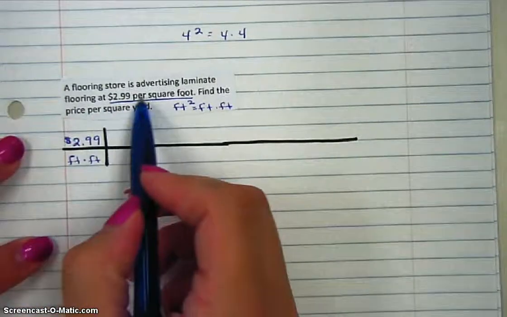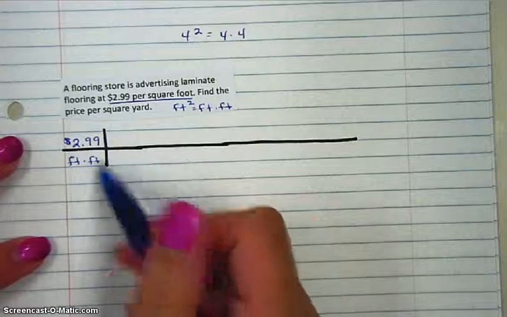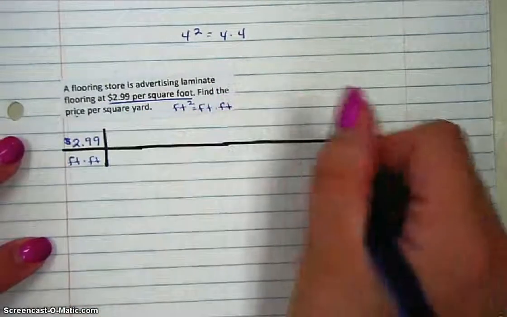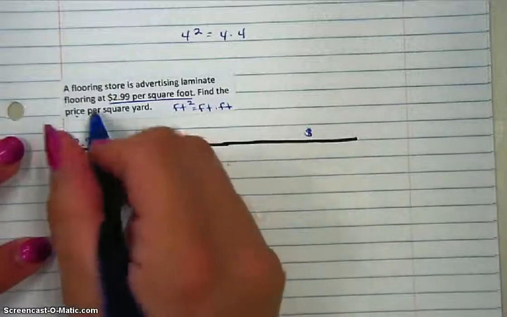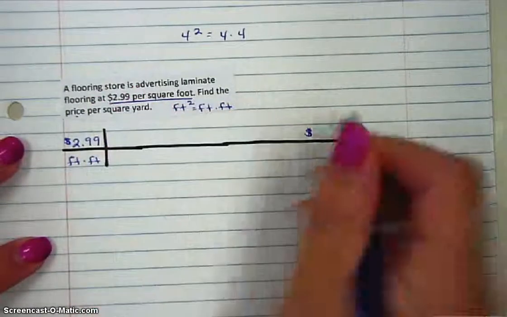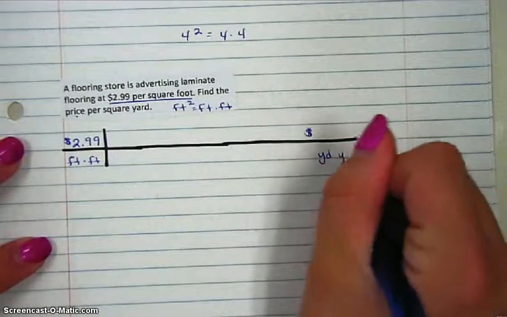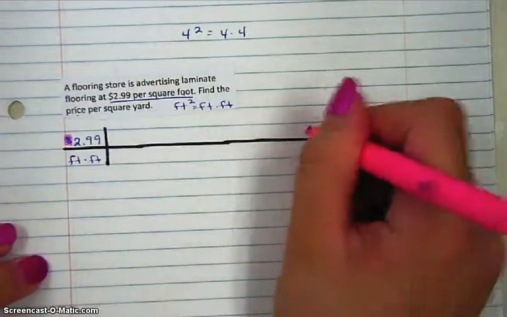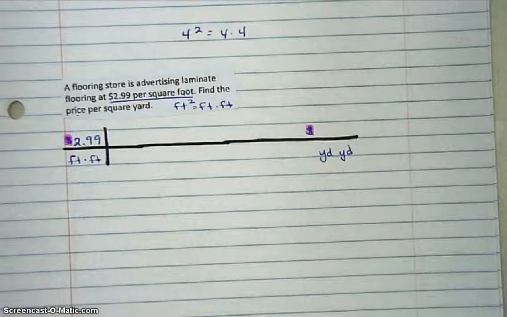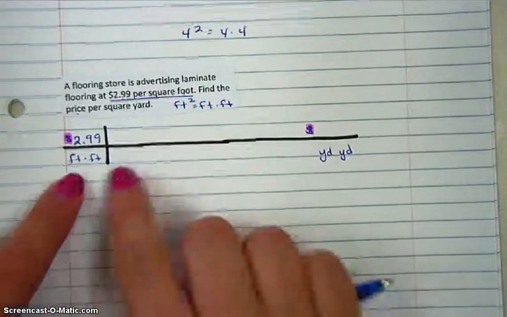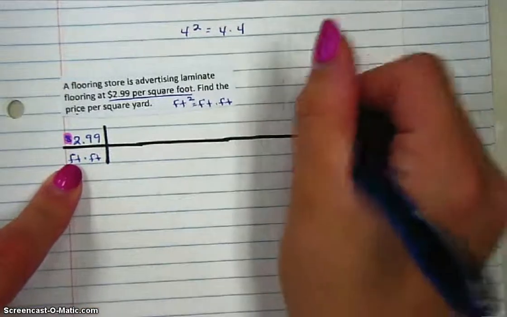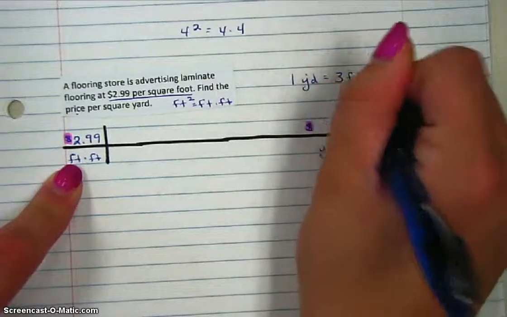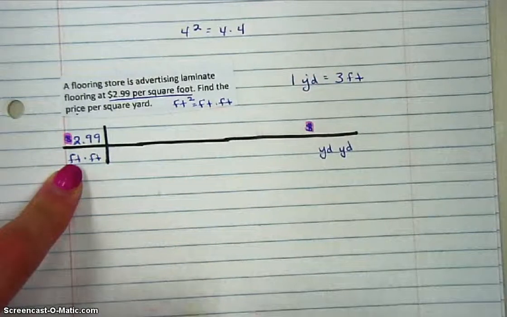So we have $2.99 per foot times foot. Sounds silly, but it makes converting very easy. We need to find the price, which means dollars, per, divided by, square yard. Again, square yard means yard times yard. So I'm looking at my units. On top, I already have money. That's nice. That means we don't have to convert that. But I need to get feet to yards. Now, I know 1 yard is 3 feet. So that's what I'm going to use.